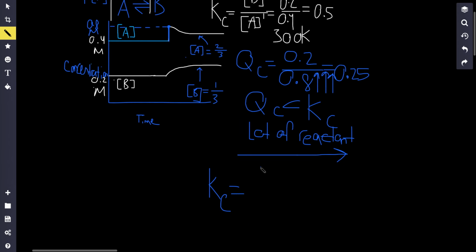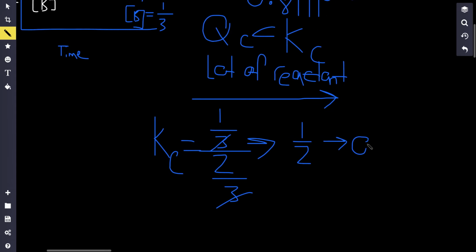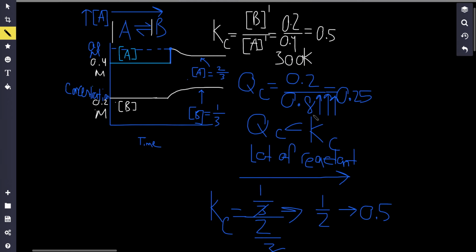What's my concentration of B? It's 1/3. What's my concentration of A? 2/3. The 3's cancel out, and you get, wait, what the hell? You get 1/2, which is 0.5, which is exactly what I started with. So notice how when you change the concentration, you don't change the equilibrium constant.